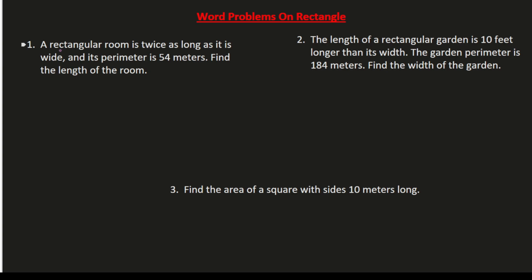So let's take care of some keywords right now. It's a question of a rectangular room. That's a rectangle. The other keyword is twice. Twice is two times, as long as it is wide. The width is W. And the perimeter, the keyword here, is 54 meters. We need to pay attention to that because we're going to use it. And the prompt is find the length. We're going to go after the length of the room.